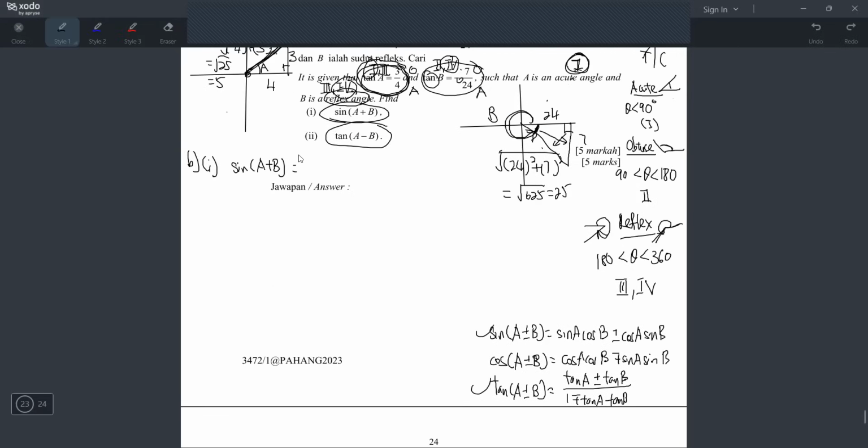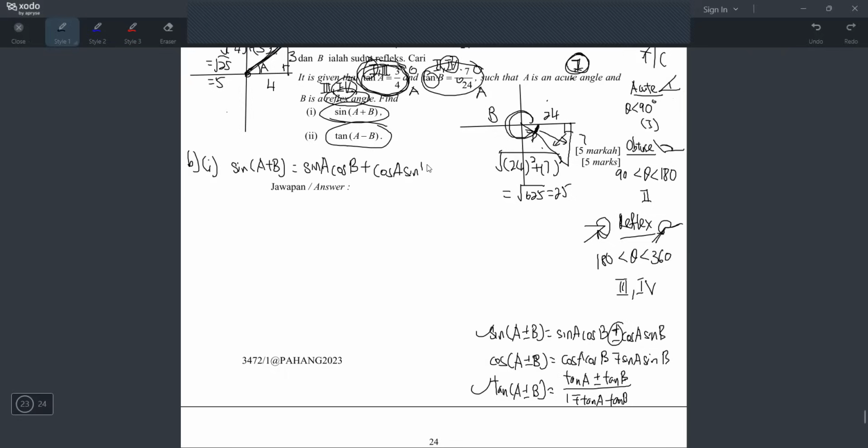Sine A plus B. So the answer will be what? Sine A cos B plus or minus. Okay, let me teach you how to handle this symbol. If the symbol is like this, plus minus, it means you follow whatever is in front. I repeat one more time. If the symbol is plus minus, you follow whatever is in front. If the symbol is minus plus, it means you don't follow whatever is in front. Do you understand? For example, if this is minus plus, it means if this one is plus, then this one is minus. If this one is minus, this one is plus. That's what it means. All right. But since this formula is a plus minus, we will follow whatever is in front. So this is plus, so I also plus, and then cos A sine B.